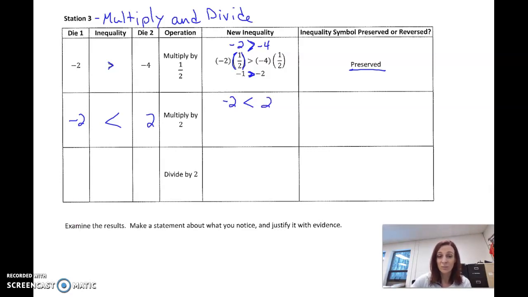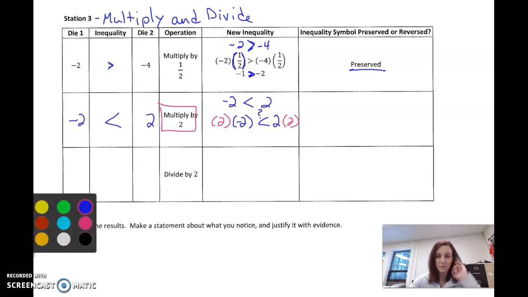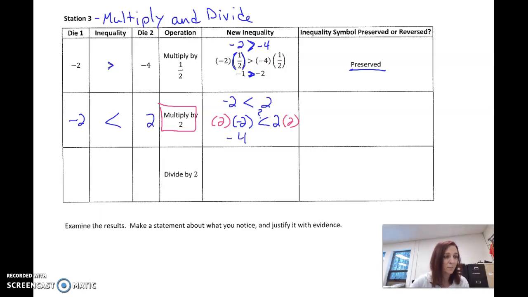So I'm going to go now multiplying by 2 here. 2 times -2. And I'm wondering, is that still less than 2 times 2? Well, a positive times a negative is a negative. 2 times 2 is 4. Positive times a positive is a positive. 2 times 2 is 4. Is -4 less than 4? Preserved. Not reversed. All right, so now we multiplied by a +2, and it's preserving the sign.